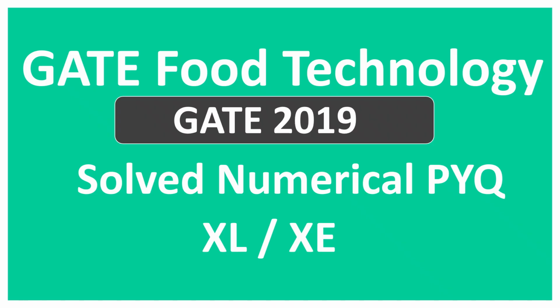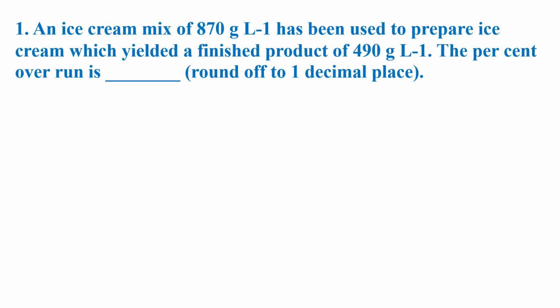So today we'll be discussing the GATE 2019 previous year question paper of food technology subject. So let us start. A liter of mix has been used to prepare ice cream which yielded a finished product of 490 gram per liter. The percent overrun is how much? We have to round it off to 1 decimal place.